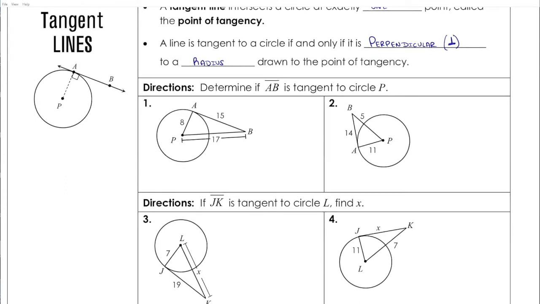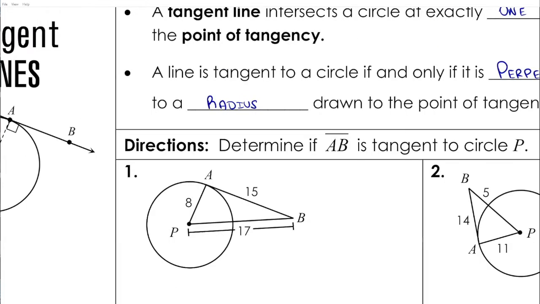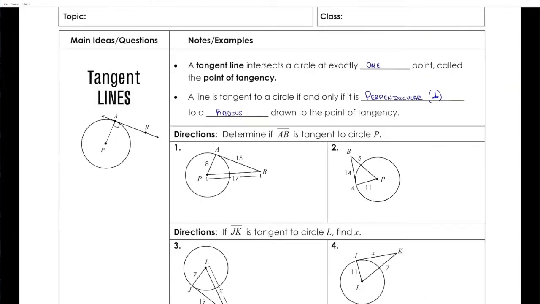All right, so we look at our example. So A would be our point of tangency. Turn your pen on, dummy.